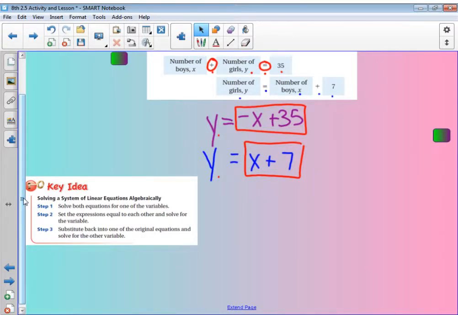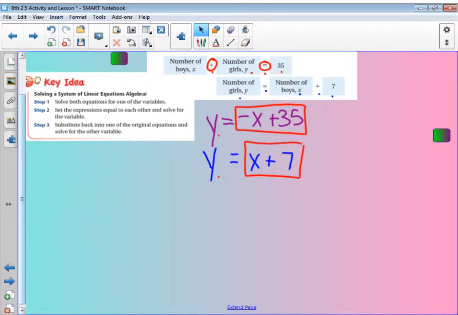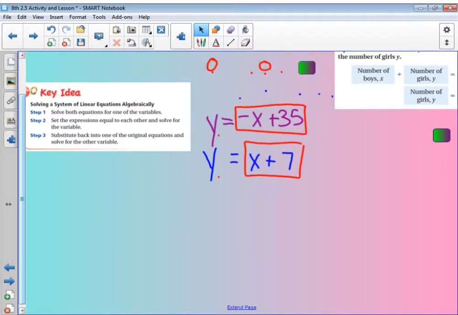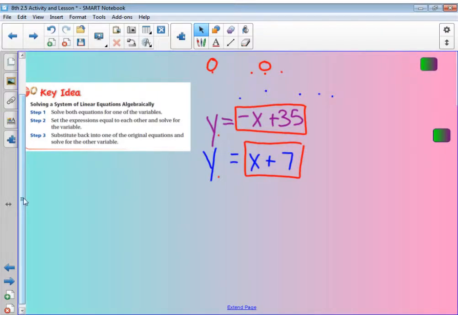Our second step is we're going to go ahead and set up the expressions as equal to each other. So that's what I'm going to do right now. And then we're going to solve for that variable. So we'll end up solving for X first. Then we're going to substitute back into one of our original equations to solve for the other variable. Okay, so we'll shift this up and I'll move this off to the side because we don't need to see that now.